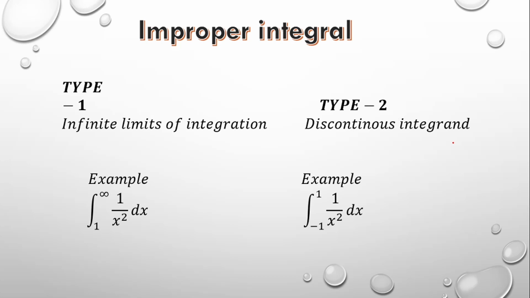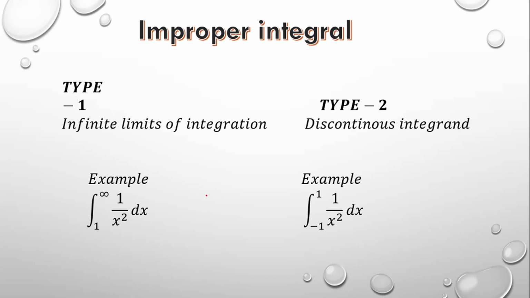Okay, let's talk about this. With the infinite limit of integration, an example is integrating 1 over x squared dx with a limit from 1 to infinity. It means the interval is very huge, going up to infinity. That's why we call it the infinite limit of integration.